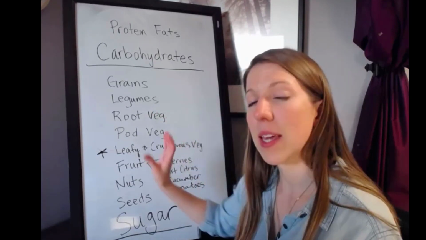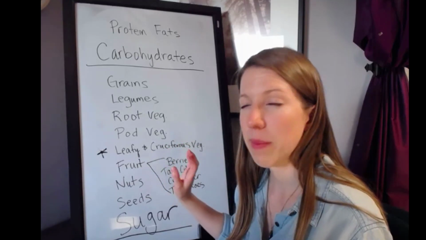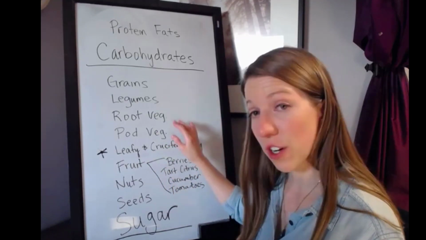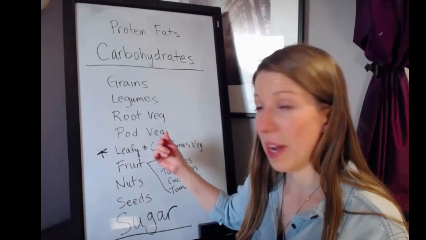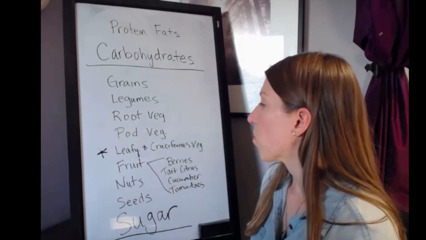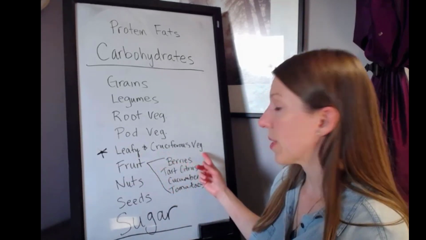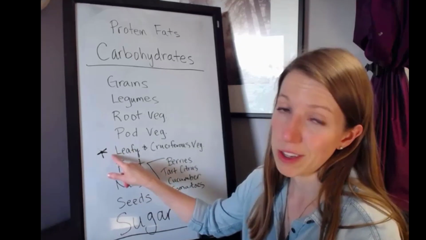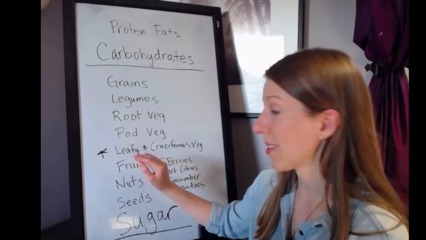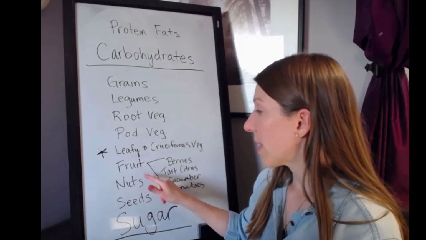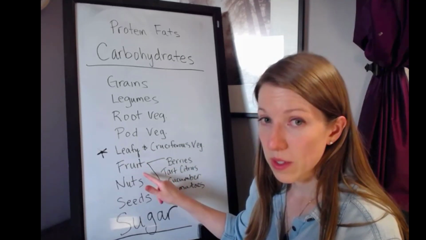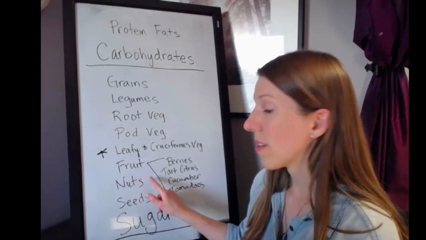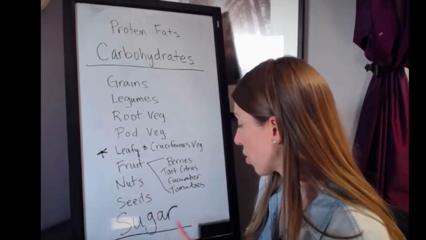But in terms of the keto idea and what we're talking about here, I want you to think about the pods being more starchy, right? They're going to have more carbohydrates. And then we've got our leafy and cruciferous veggies. Now I put a little nice star here because these are our all-star veggies. These are excellent, okay? After that, we've also got our fruits. And I'm going to talk about these side area in a second. We have our nuts, our seeds, and our sugar.